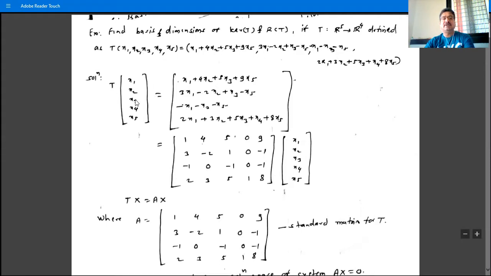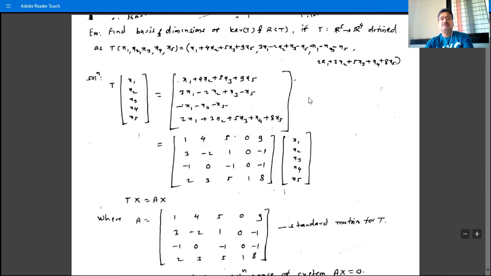the linear transformation in the form of a matrix. So T of the column matrix (x1, x2, x3, x4, x5) is equal to, write the first component x1 + 4x2 + 5x3 + 9x5 as the first row, the second component as the second row, the third component as the third row, and the fourth component as the fourth row. Okay, so write it in matrix form.